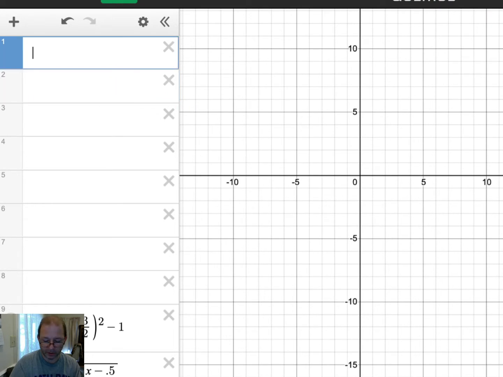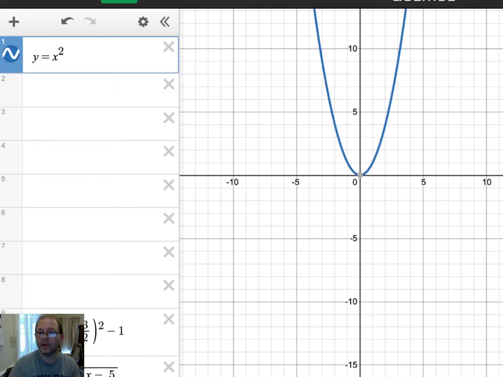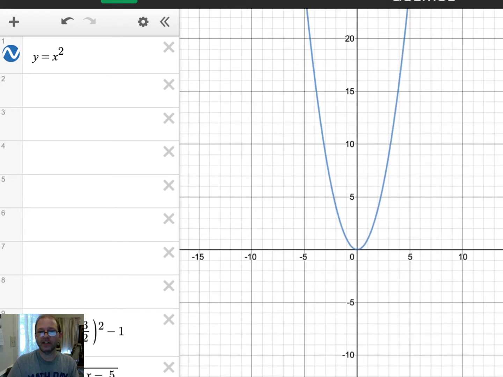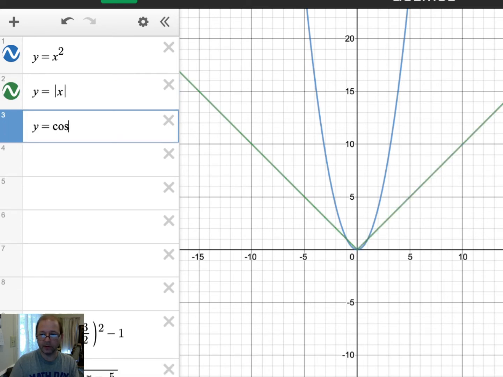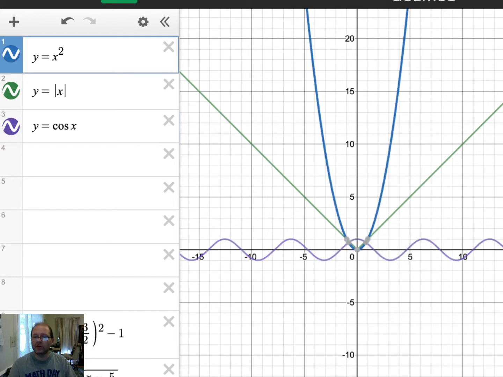All right, so y equals x squared. You got that? We can see the y-axis symmetry. Y equals absolute value of x, and y equals cosine x. Those all have y-axis symmetry. And so those are even functions.